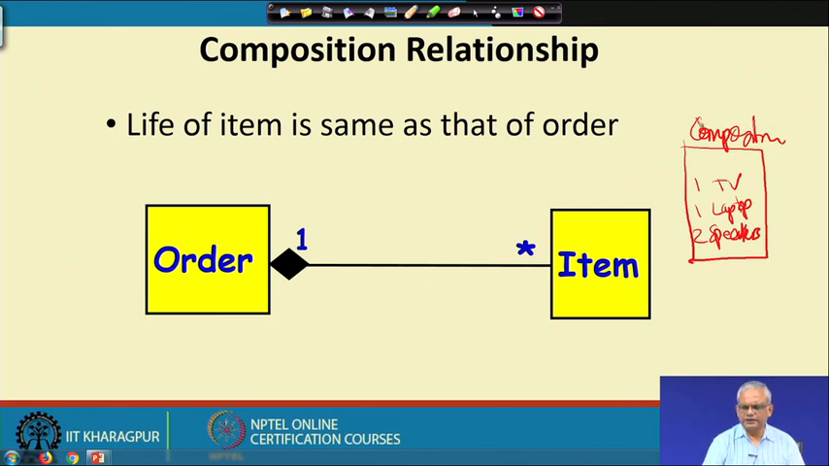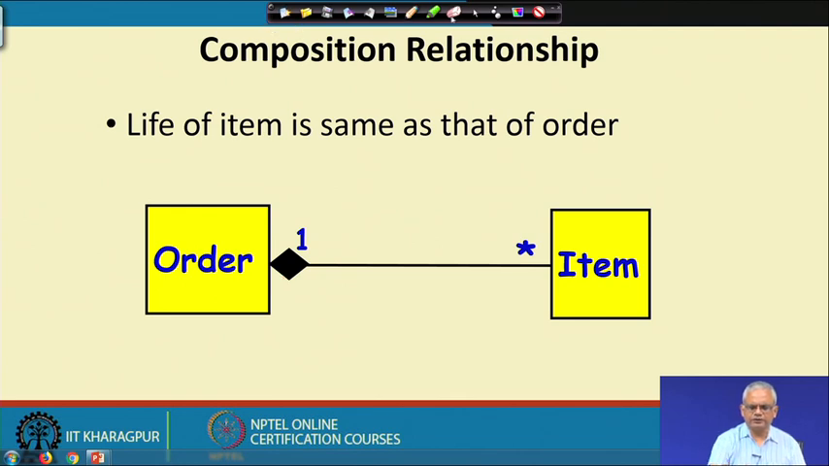What we can do is delete this and create a new order, but we cannot change the parts of it once it is created. The order during creation, the items are specified and the items are created along with the order, and the items are destroyed with the order. There is no change possible to the order and the items in the order in between.